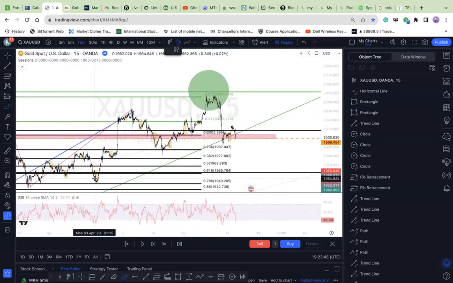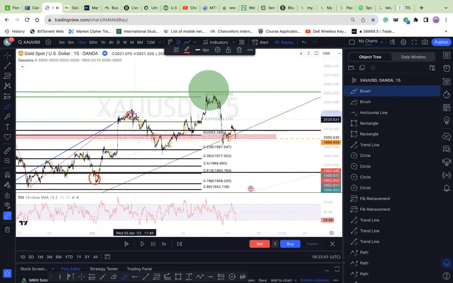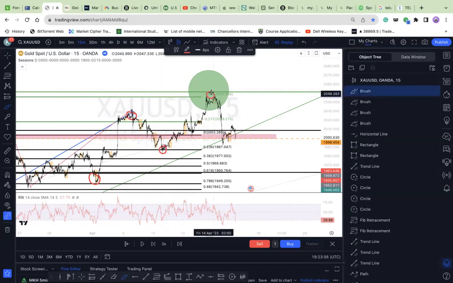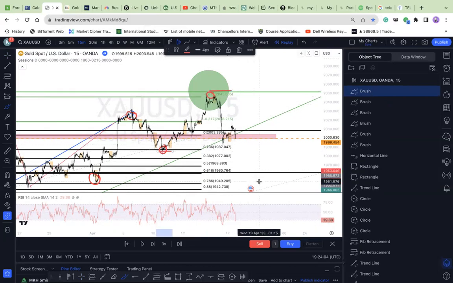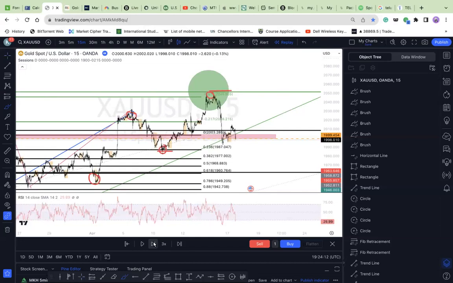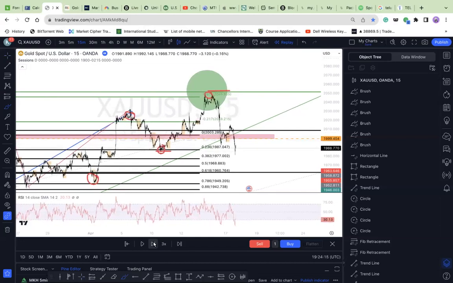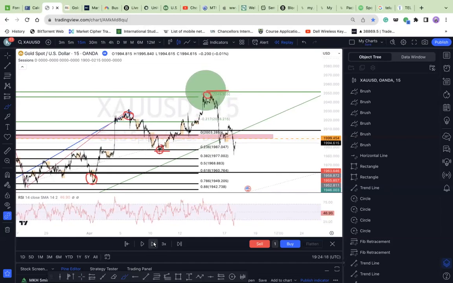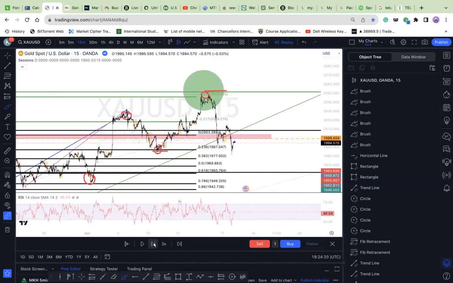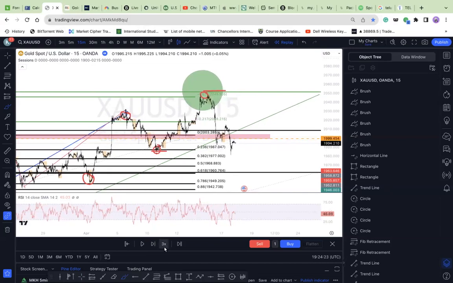One thing we would notice is we had a point here, a point here, a point here, and a point here. Meaning when we break above this, we should expect to continue. When we break below this, we should expect to continue in a downtrend. So let me just play and explain something.